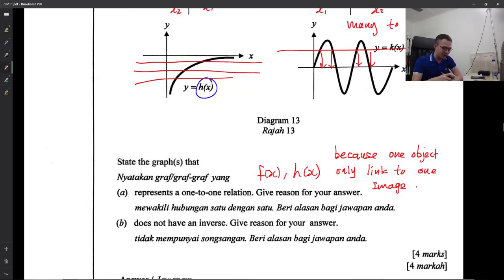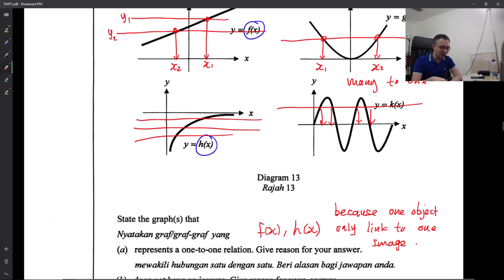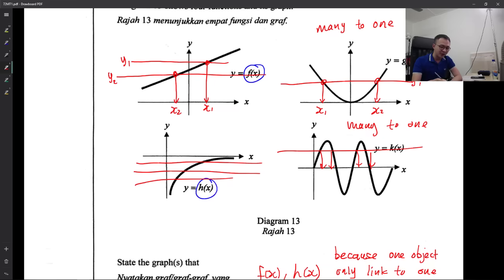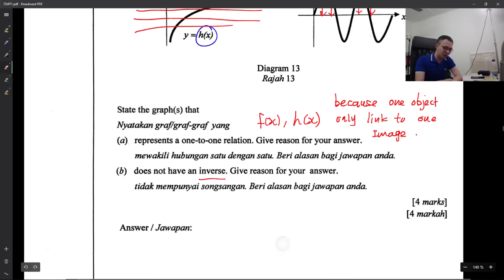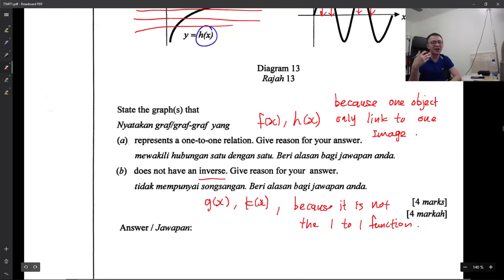Alright, which does not have the inverse? So therefore, if you study properly about functions, you know in order to have an inverse function, it must be a one-to-one function. So therefore, gx and kx are not one-to-one. So both of these do not have an inverse function, because they are not one-to-one functions. Yeah, because if the function is not one-to-one, it cannot have an inverse.